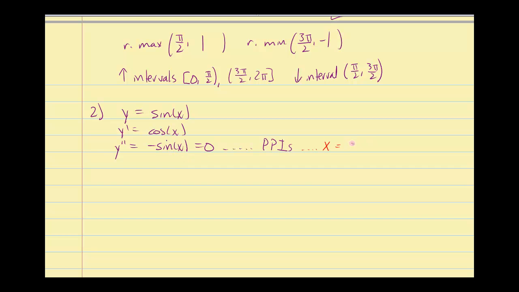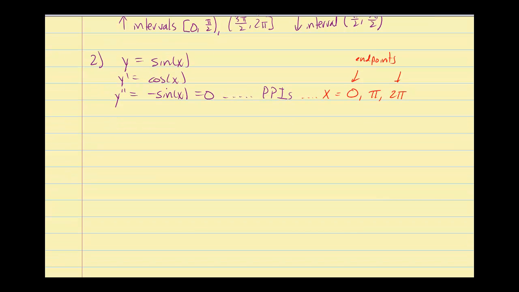Well, sine of x equals 0 at 0 radians, at pi radians, and at 2 pi radians. The sine of 2 pi is 0 as well. Now keep in mind that 0 and 2 pi are endpoints. And because they're endpoints, I know that they cannot be relative max or relative min, but I still should think about them in my concavity chart because they're endpoints.